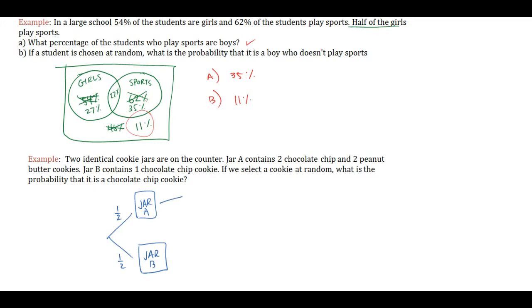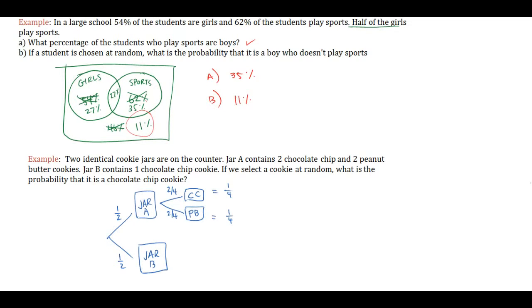Inside jar A, though, I have two options. You are either going to pick a chocolate chip cookie or you're going to pick a peanut butter cookie. And the chance that you pick a chocolate chip in jar A is 2 out of 4. I guess I'll put that even though I really want to write 1/2. The chance that you pick a peanut butter cookie is 2 out of 4. And so now the chance that you go to jar A and pick a chocolate chip is 1/2 times 1/2, which would be a 1/4 probability that that happens. So I multiplied because it was jar A and chocolate chip. Same thing with jar A and peanut butter: 1/2 times 1/2, which is 1/4.